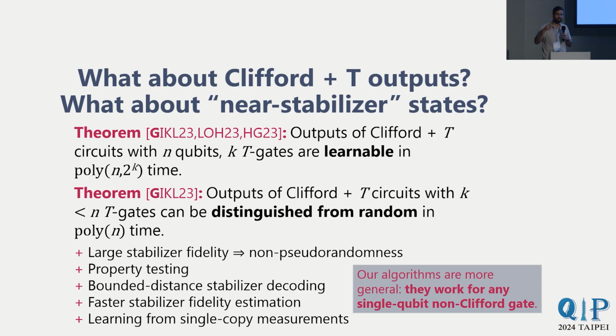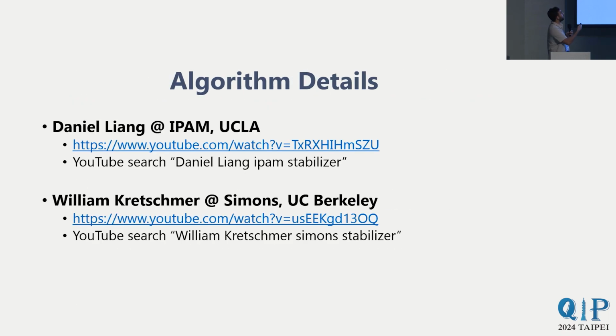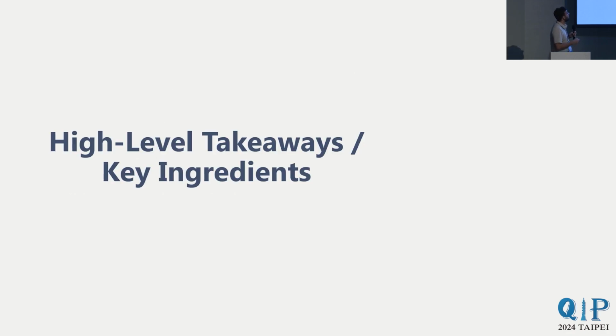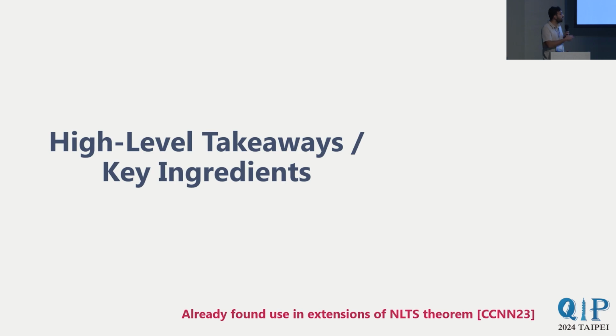I don't think it's a good use of time to try to take you through each one of these things or even tell you too much about algorithms. Instead, I want to point you to 2 fantastic hour-long talks on YouTube that were given by my co-authors. Instead, I want to focus on some high-level takeaways, some key ingredients involved in designing and analyzing these algorithms. I think this stuff is worth logging in your general knowledge about quantum information. I think it's useful beyond just state learning. Some of the stuff I'm going to talk about has already found use in extensions of the NLTS theorem. This was a poster here at QIP.